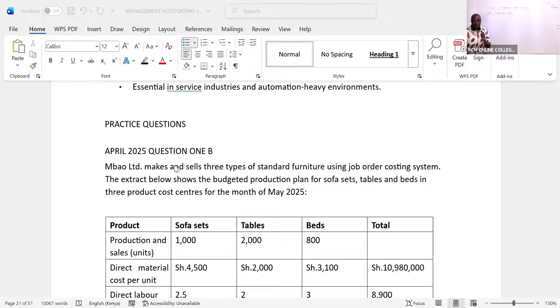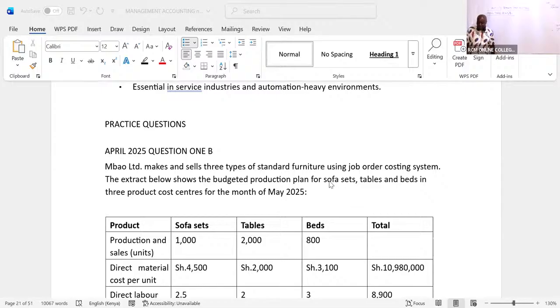We are told Limited makes and sells 3 types of standard furniture using job order costing system. The extract below shows the budgeted production plan for sofa sets, tables, and the beds in 3 production cost centers for the month of May 2025. So I can see production and the sales. Sofa sets, we produced 1,000. Tables, we produced 2,000.